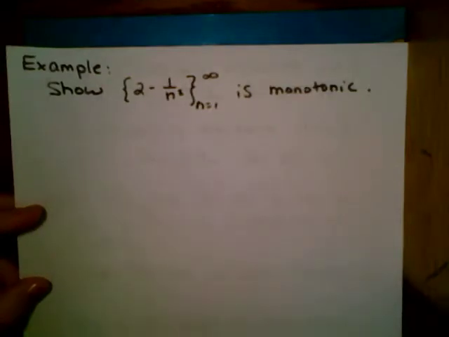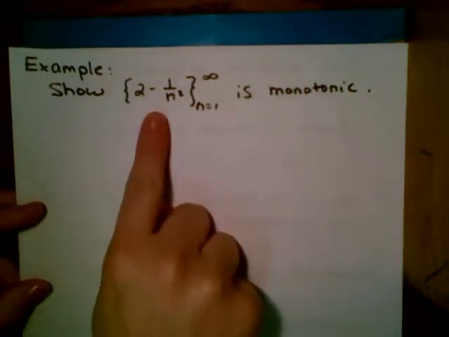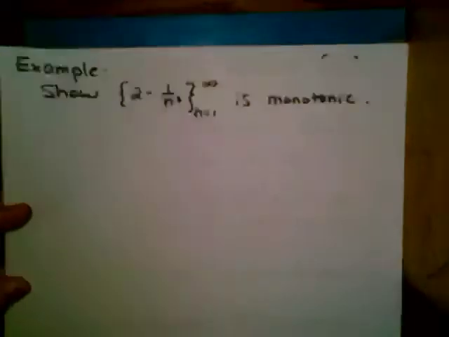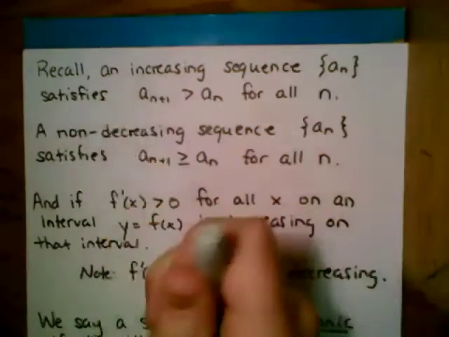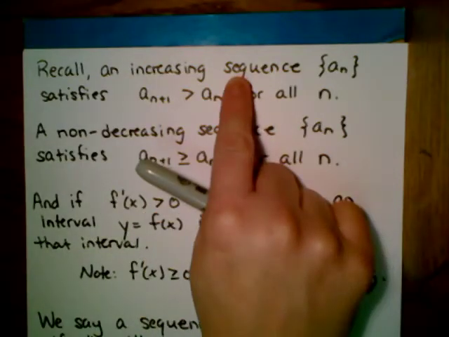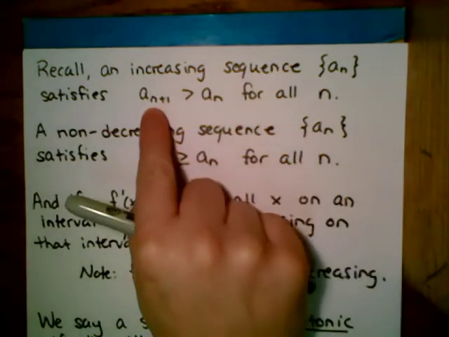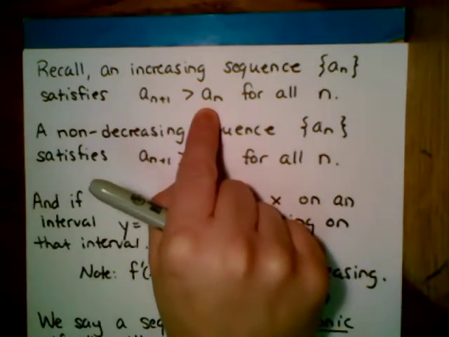Okay, welcome back. We're going to look at two examples of monotone sequences. So here's a preview of what we're going to see. To remind us of these properties, do recall how we define an increasing sequence. For every term, a sub n plus 1, it has to be greater than the one before it, a sub n.